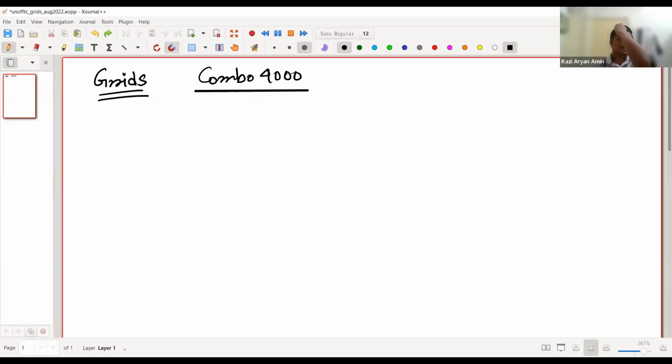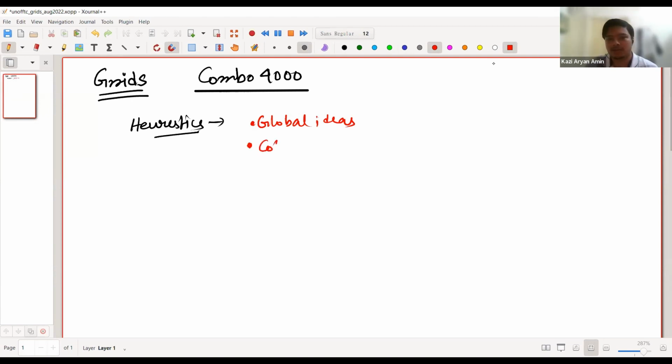Okay, so first, I'll just talk about some general stuff that you'll get to see often, which are common themes between grid problems. Some things you have to keep in mind are that you'll be doing a lot of global ideas, like sums over rows and sums over all columns and stuff like that. So that comes up often.